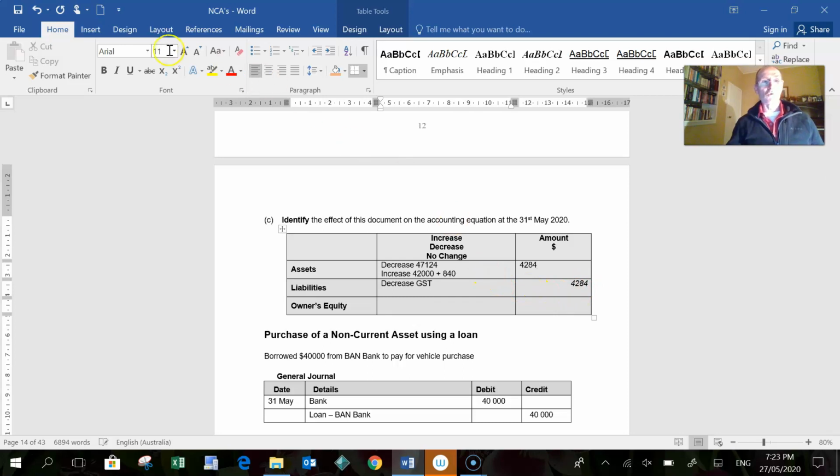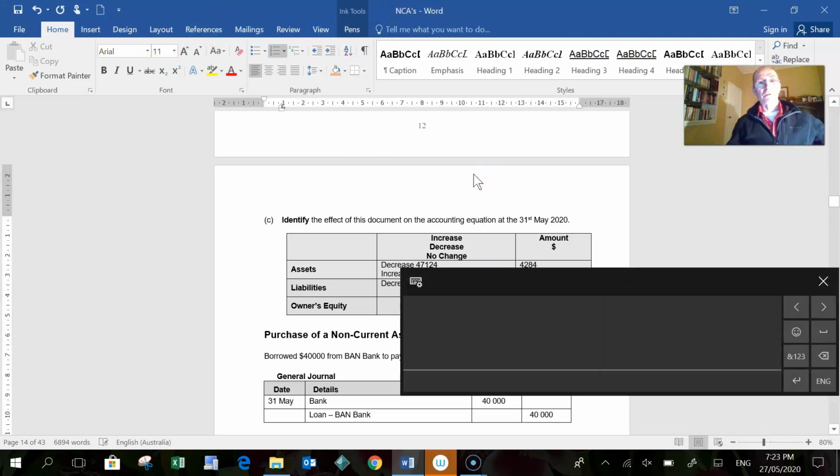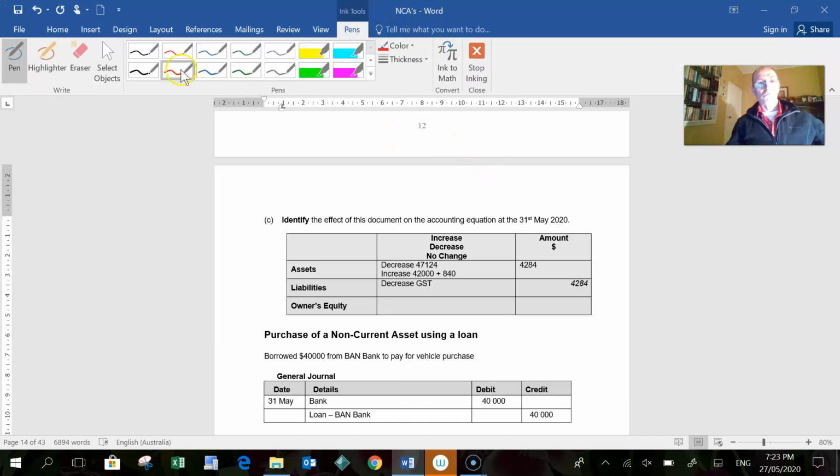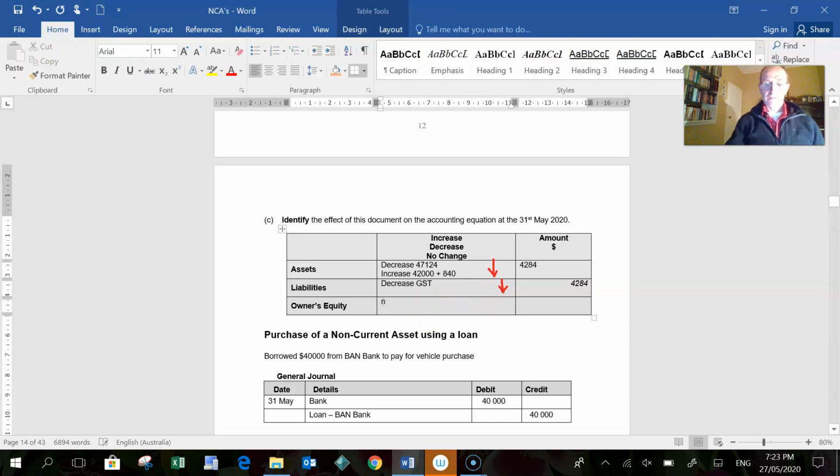So this is an overall, use the pen there. So this is an overall decrease, and this is an overall decrease, and we have no effect in there. Nothing in terms of owner's equity. There's no expense been recorded yet. We haven't consumed any of the prepaid insurance. We haven't consumed any of the non-current asset yet in terms of depreciation. So no effect on owner's equity.